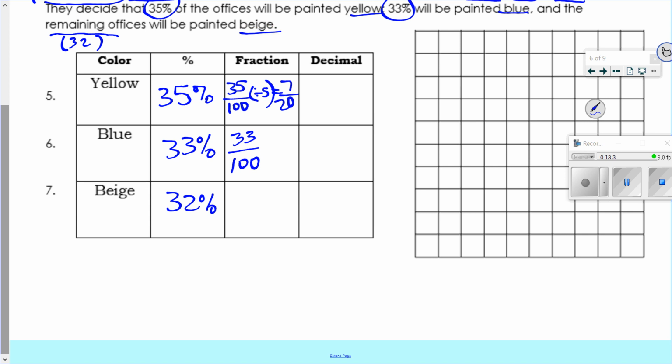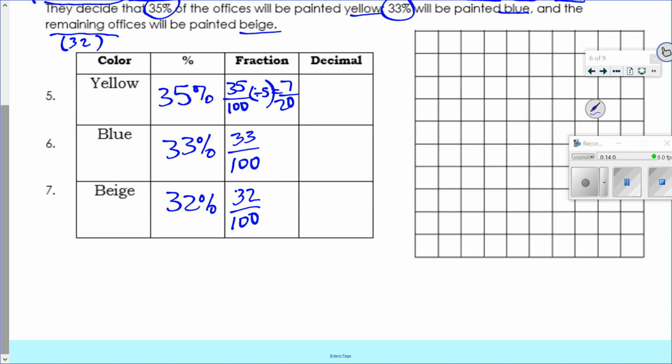Simplify it by 11? 11 times what is 100? I'm saying if I divide 100 by 11, I'm simplifying. What is that answer going to be? Can I simplify this? No. No, we're good. All right, the next one is 32 over 100.